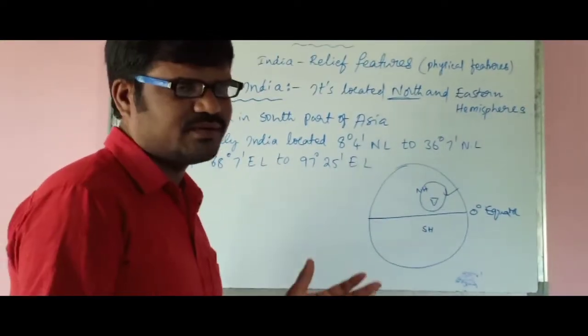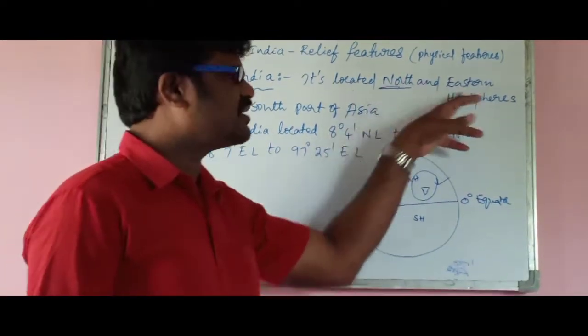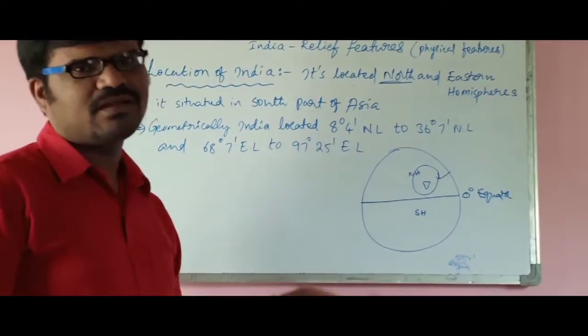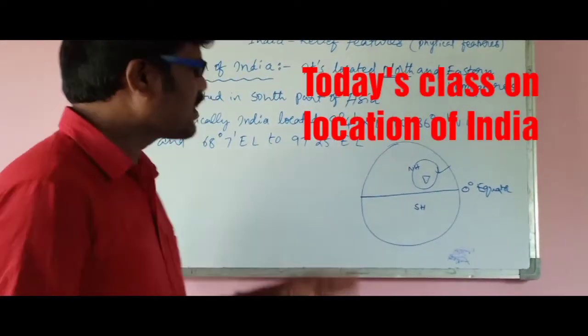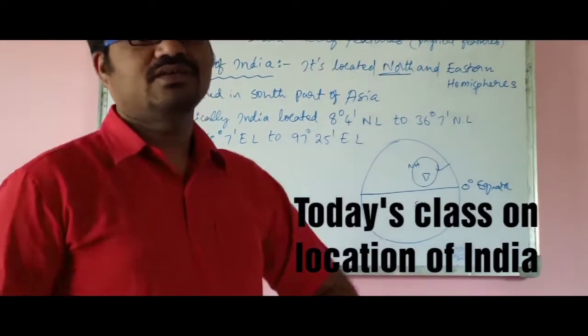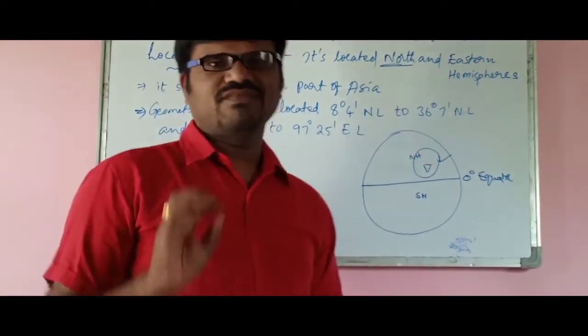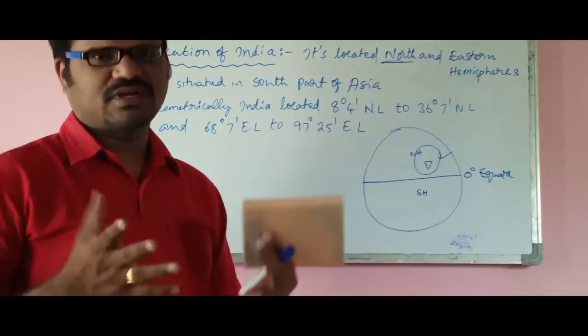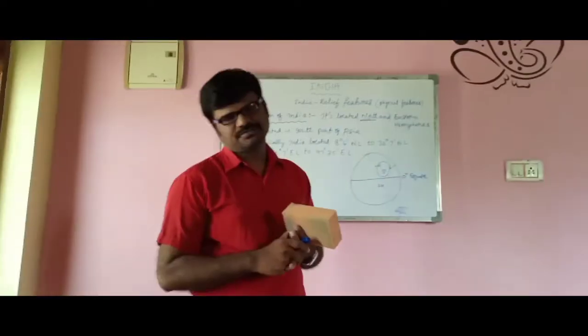Once again I am reminding you, according to geomorphologists, India is located in the northern and eastern hemispheres. Northern hemisphere and eastern hemisphere. How? Now I will explain. I think you have seen a globe. The globe contains a network of latitudes and longitudes. Already you have seen it and you know about latitudes and longitudes.